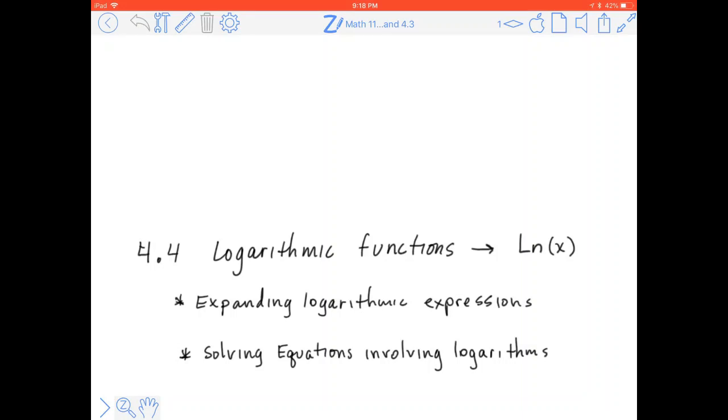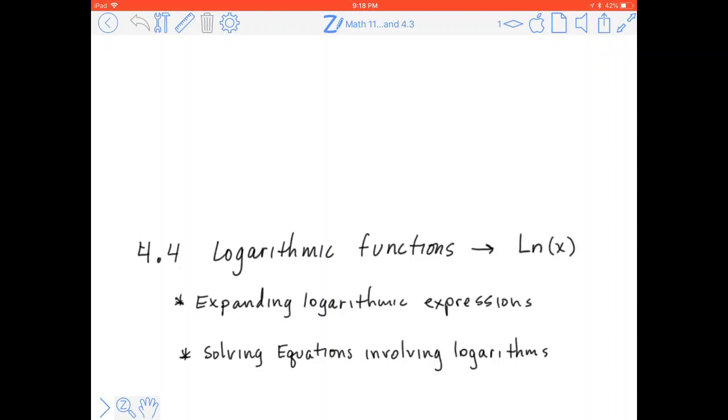Okay, this is the recording for lesson 4.4 from Unit 3, Math 1100. Going to be talking about logarithmic functions. All of this is a review from material that you learned in Math 1050.